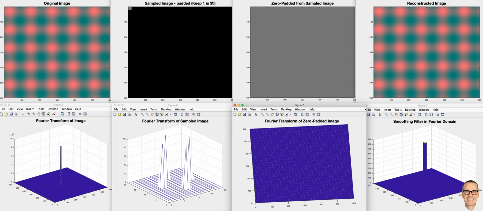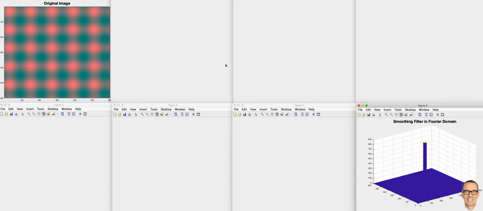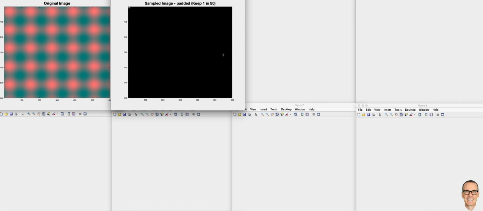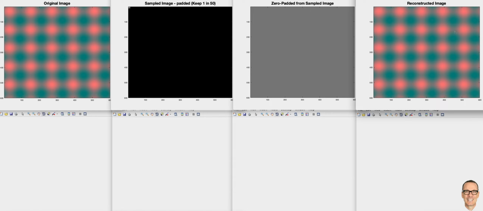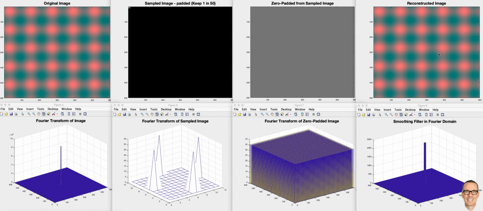Okay, so we've got 1 in 30, let's try another, even more aggressive, let's say 1 in 50. We've got even less that we need to store, so we could do massive compression if this was our image. So if our image really did only have these low frequency components, then we could do massive compression. And it would be totally lossless, even for 1 in 50. You can see the original image is fully recovered.